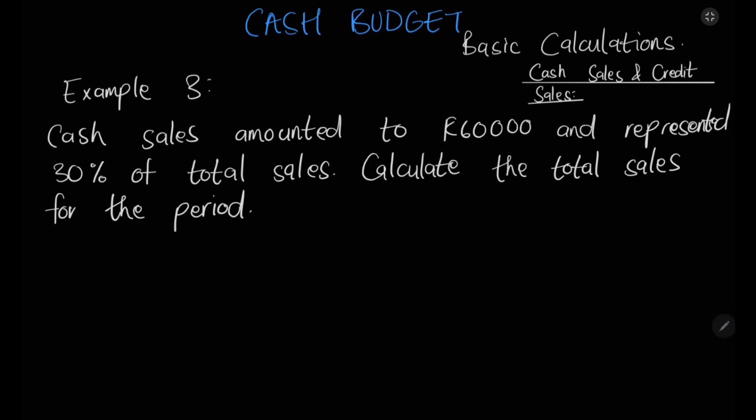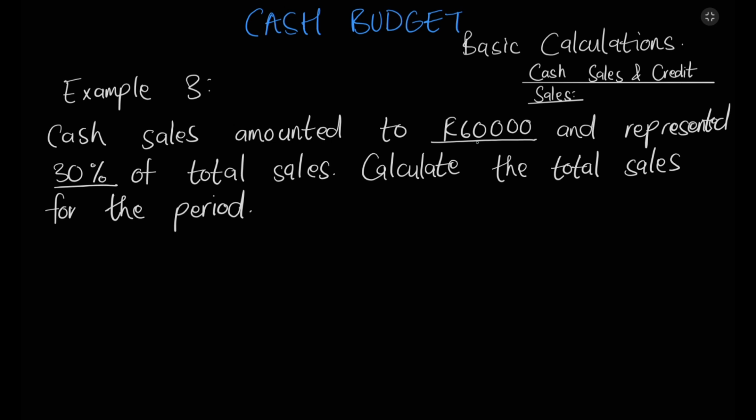Let's try the third example. Cash sales amounted to 60,000 rand and represented 30% of total sales. Calculate the total sales for the period. What should we do? We have 60,000 rand and it represents 30% of the total sales. We basically have to work backwards. As soon as it's phrased weird and doesn't look familiar, just remember that you usually need to work backwards, not forward.